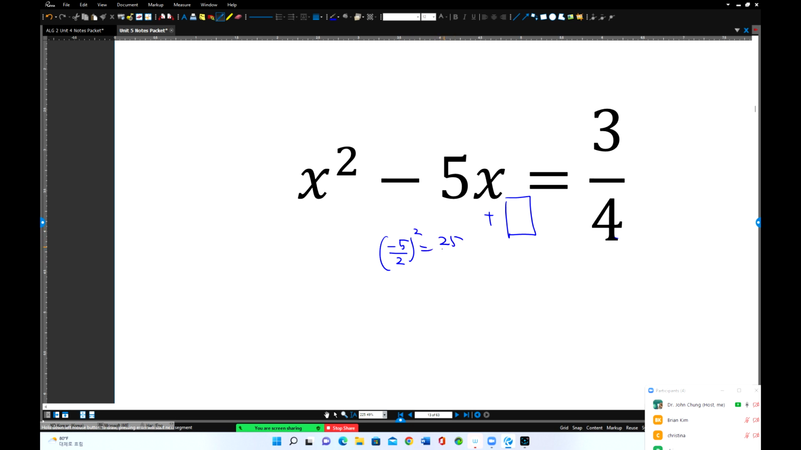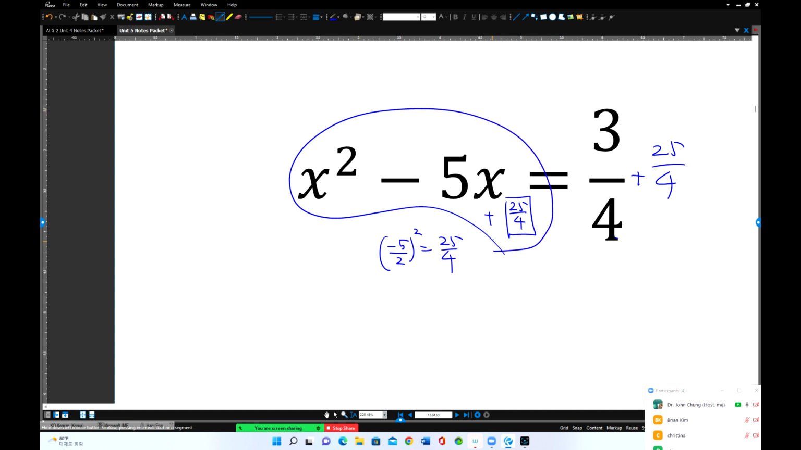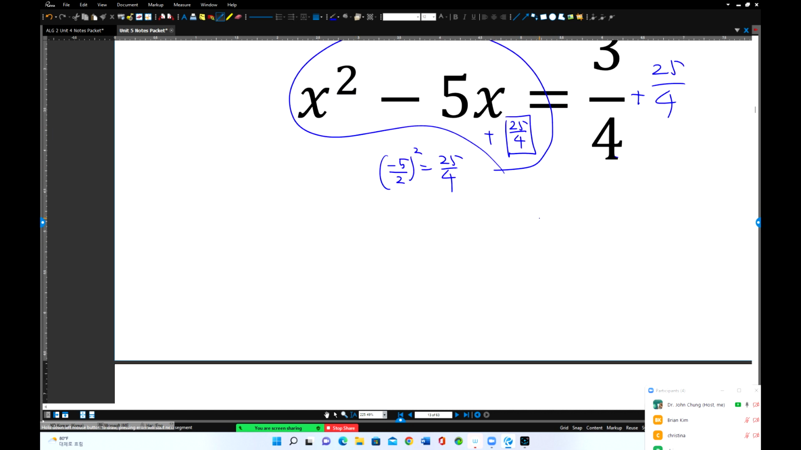How much? 25 over 4, isn't it? You can add the 25 over 4 there. But this is a perfect square trinomial. Okay? It can be replaced with a perfect square. Always, half of this number is 5 over 2, squared. This is exactly equivalent to x squared minus 5x plus 25 over 4, okay? The right hand side, 3 over 4 plus 25 over 4, 28 over 4, that is 7.